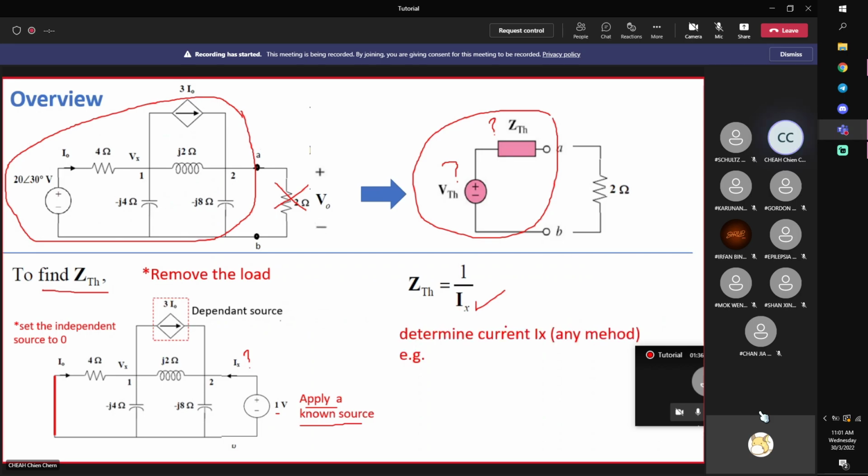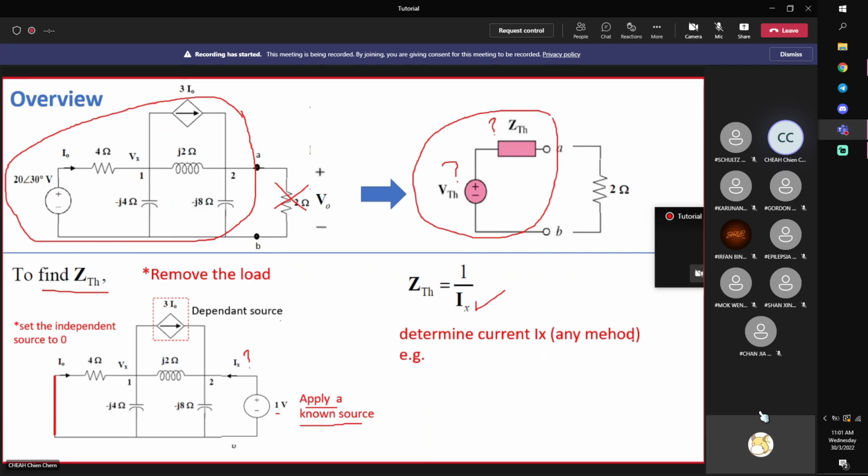Next, how to find Ix? Any method that you wish. But in this case, as I explained to you, this 1 volt is already known. The only unknown is Vx, so I'll use nodal analysis, but it's up to you. If you want to use another method, it's also fine. Once you find Vx, then take KCL at this node, because all the currents are now known. If you know this voltage, you can know all the currents. The only unknown is this current. Then I can use KCL to find Ix, right?